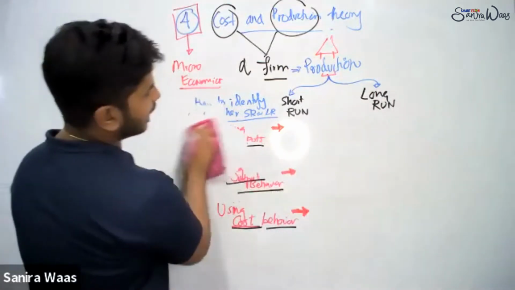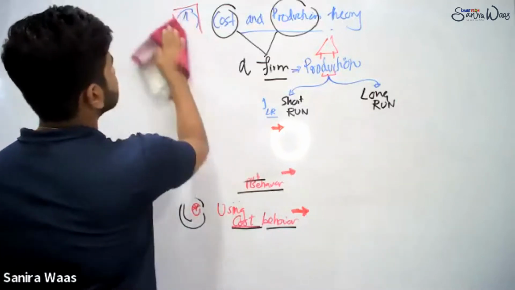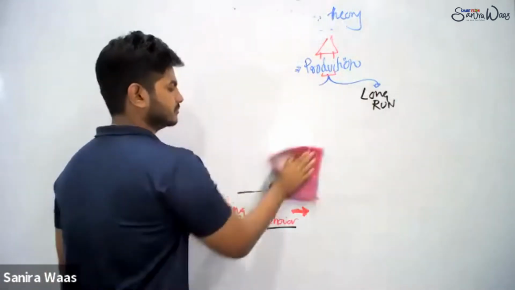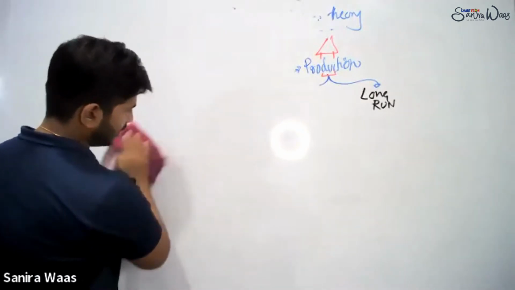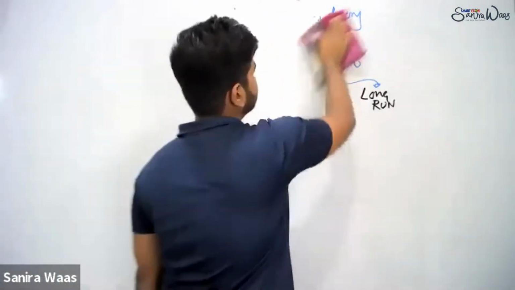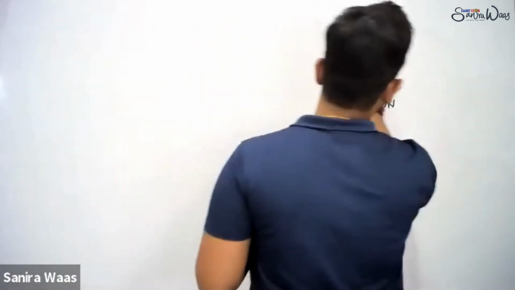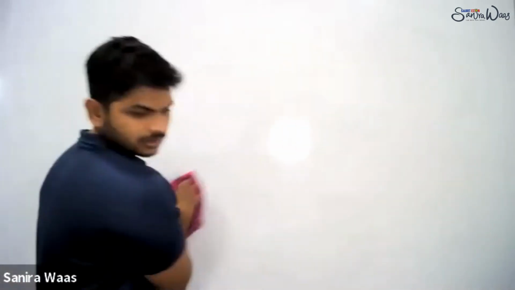Now tell me, how to identify whether this is short run or long run based on your input behavior. Type it in the chat box. Yes. How to differentiate, how to identify whether this is short run or long run based on your input behavior.